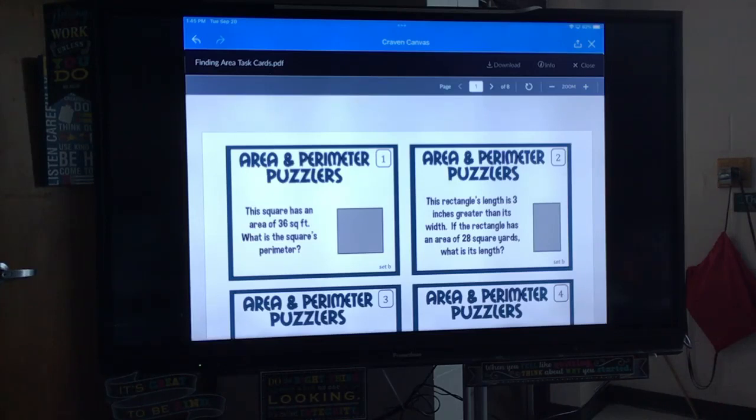Label it. Why are we having conversations? I was trying to get into my Canvas. Okay, well, go to modules. And then go to Tuesday. Click on Tuesday. And then it should go to area and perimeter. Good. Yep.